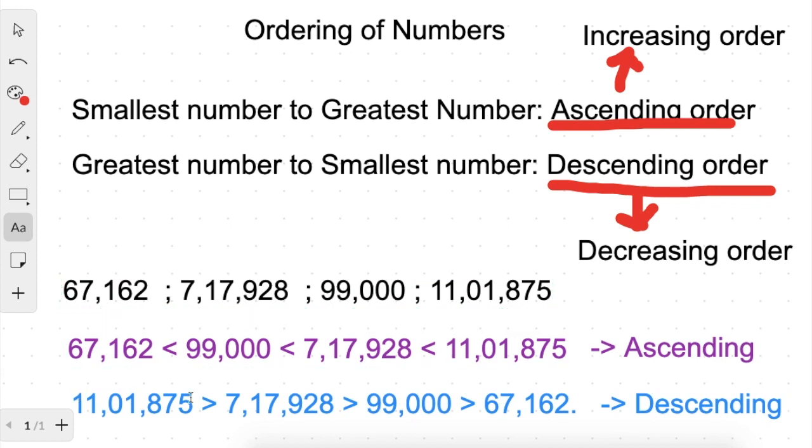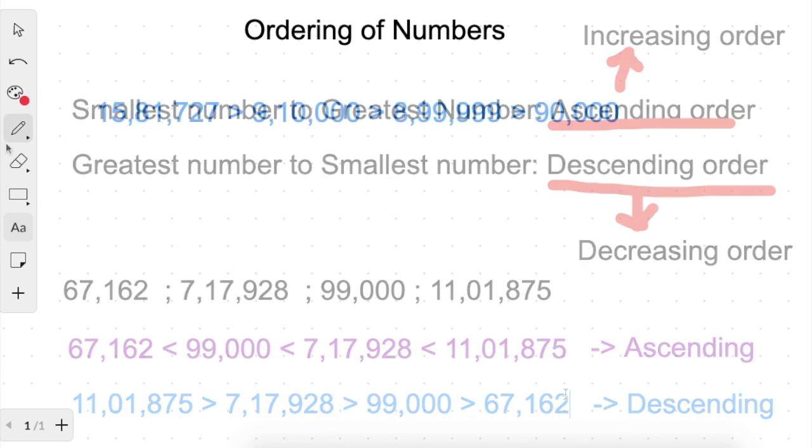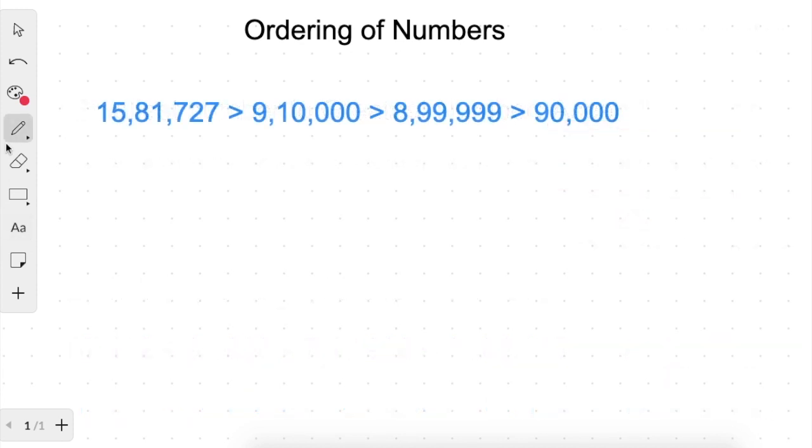This order is called descending order because we are writing from the greatest number to the smallest number. So we are arranging numbers like this. Now I'll give you an example and then you have to tell me, is it ascending order or descending order? So children, these are the numbers. Can you think which order this is? Have I arranged these numbers in ascending order or descending order?